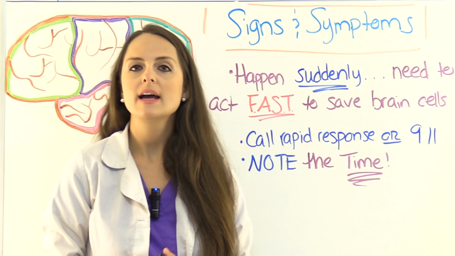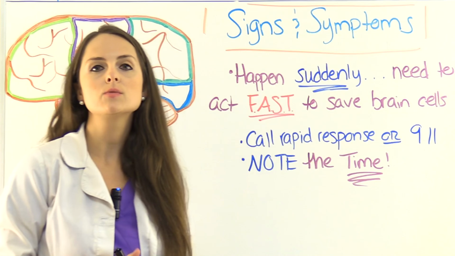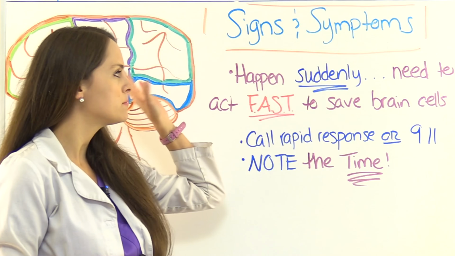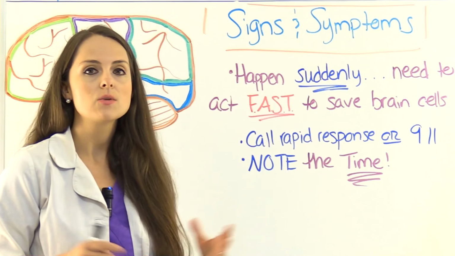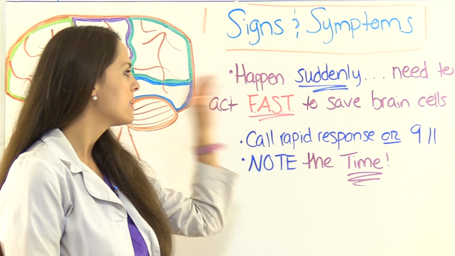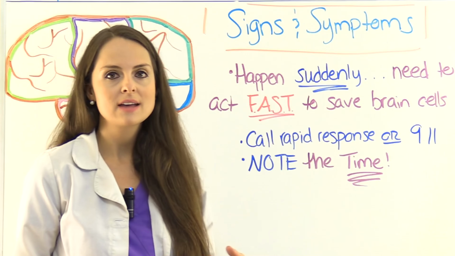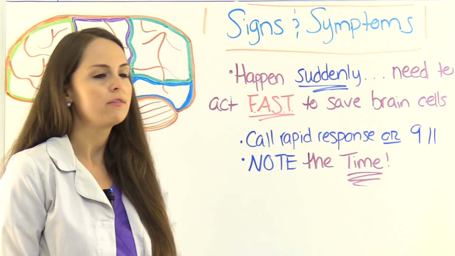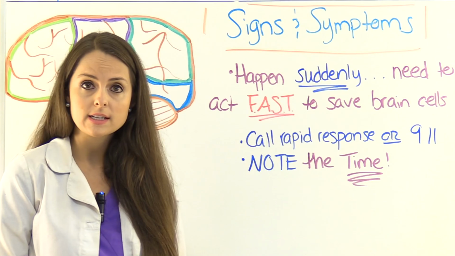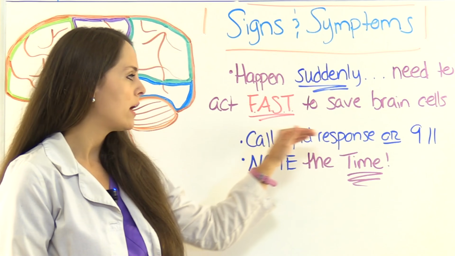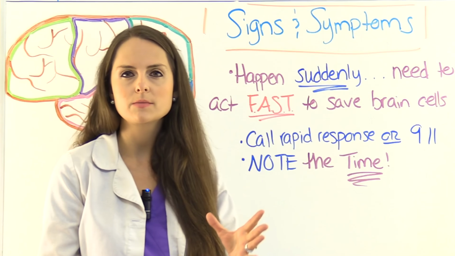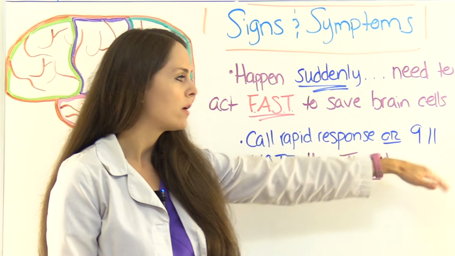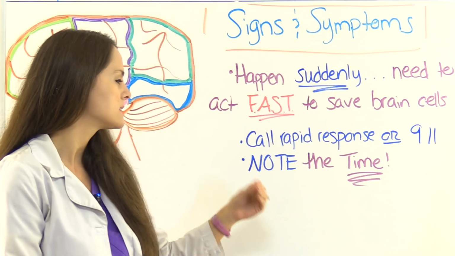Now let's talk about those signs and symptoms that a patient can experience whenever they're having a stroke. One thing that's important to know is that these signs and symptoms are going to happen suddenly. So as the nurse, you want to act fast, because acting fast is going to help save as many brain cells as possible. If you are in the hospital setting and you start seeing these signs and symptoms, you'll want to call a rapid response or whatever your hospital has in place. Or if you're outside of the hospital, you would want to call 911. That's here for us in the United States.